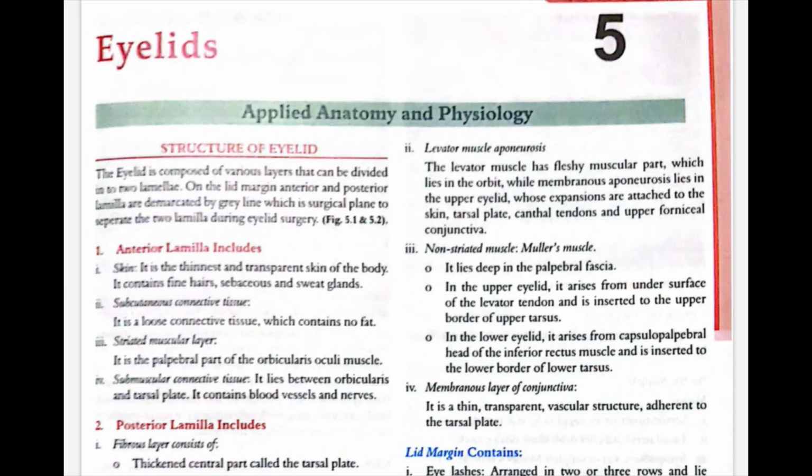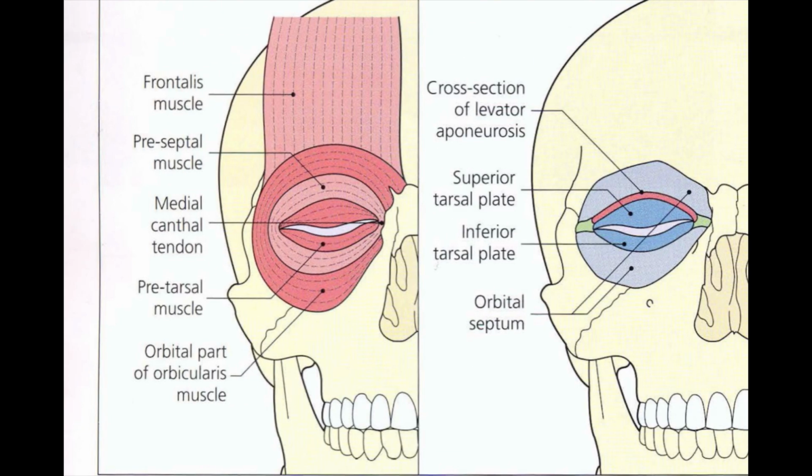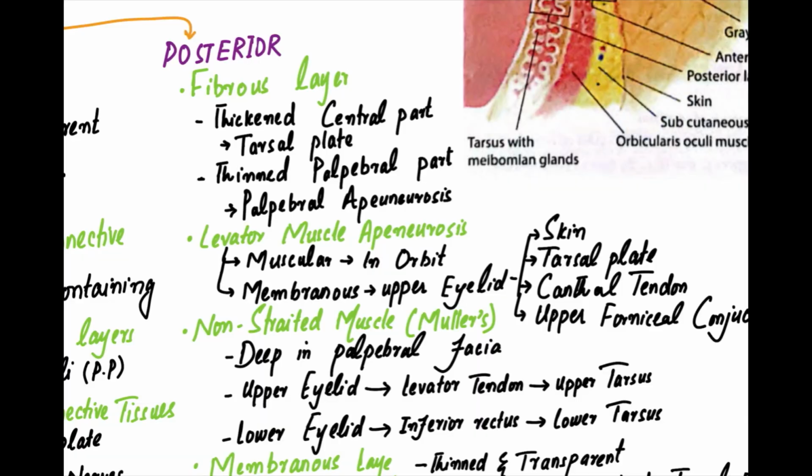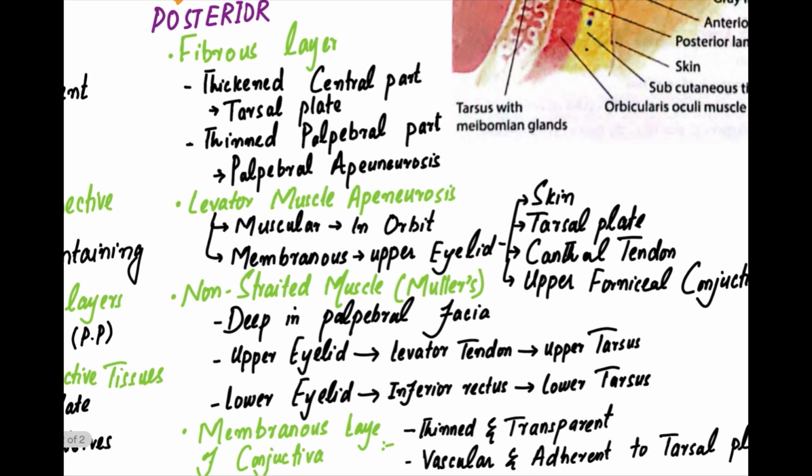Canthal folds are two folds, one is medial and one is lateral. I will show it here. This is the lateral canthal fold and this is the medial canthal fold, where these pretarsal muscles combine and make muscle. I will show you, these are pretarsal muscles and these are preseptal muscles. So these pretarsal and preseptal muscles form different corners, which are called canthi, and also they form the upper fornical conjunctiva.